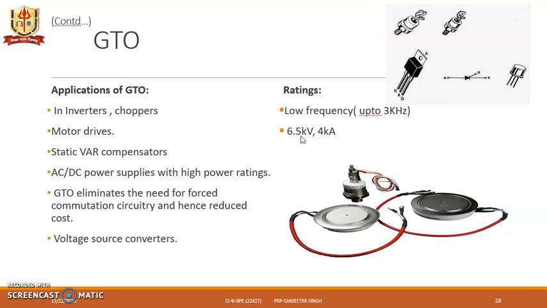Here we see 6.5 kV and 4000 amperes of current. These are different packaging types of GTO. That's it for the GTO.